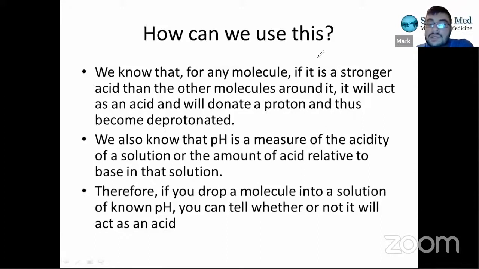We also know that pH is a measure of the acidity of a solution, or the amount of acid relative to base in that solution. Therefore, if you drop a molecule into a solution of known pH, you can probably tell whether or not it will act as an acid.